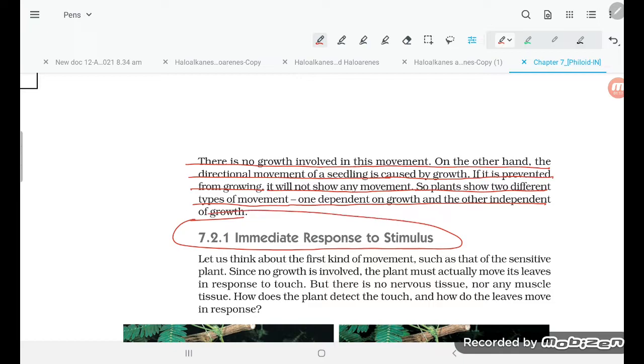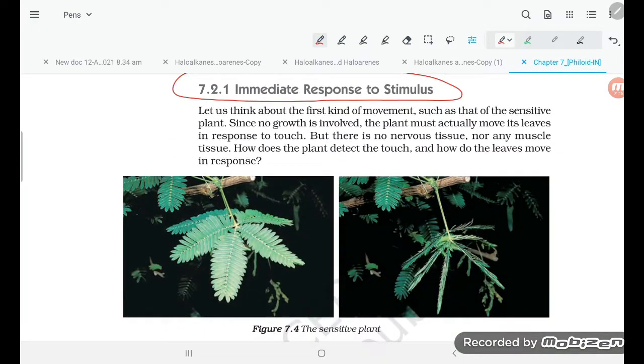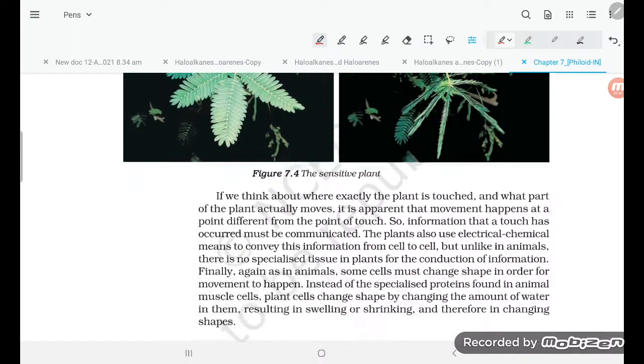Okay. Now the immediate response to stimuli. Let us think about the first kind of movement, such as that of the sensitive plant. Since no growth is involved, the plant must actually move its leaf in response to touch, but there is no nervous tissue nor any muscle tissue. How does the plant detect the touch and how does the leaf move in response?